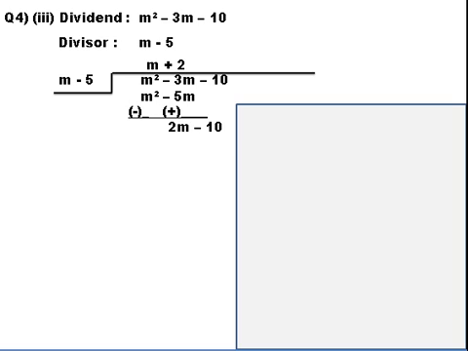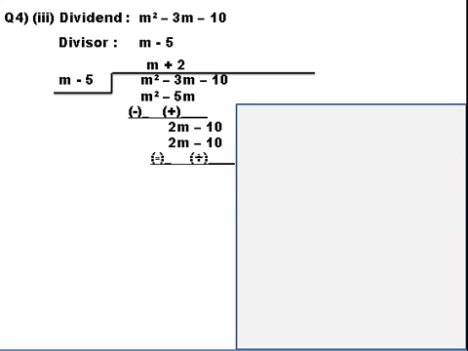Again, our concentration is on the first term of the dividend, that is 2m, and the first term of the divisor, that is m. So what should be multiplied to m to make it 2m? It is plus 2. So see the quotient, it is plus 2. Plus 2 will be multiplied to m, which will make it 2m. Plus 2 will also be multiplied to the second term of the divisor, that is minus 5. So plus 2 into minus 5 will give you minus 10. So we get 2m minus 10 as the result of the product.